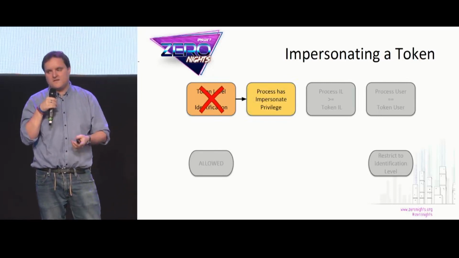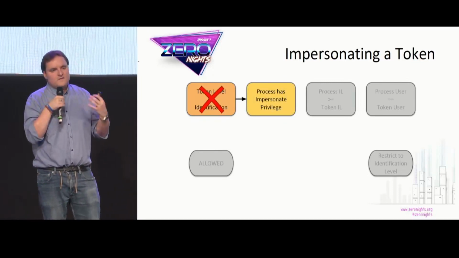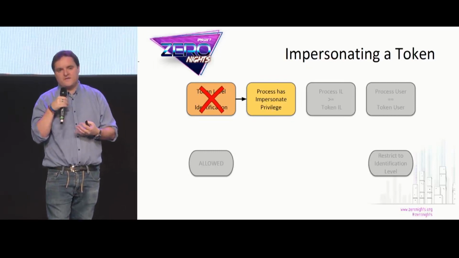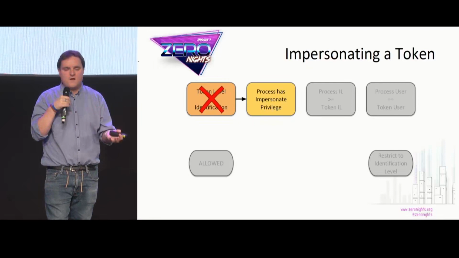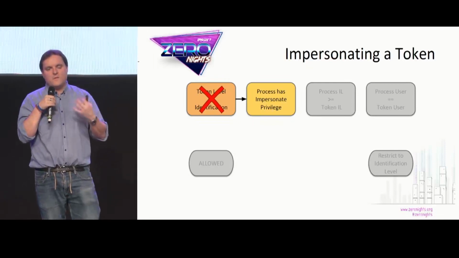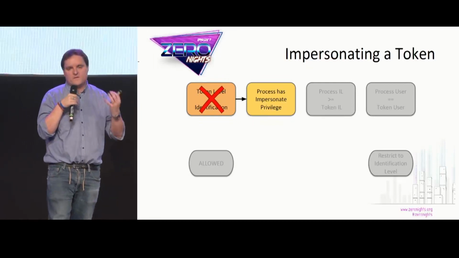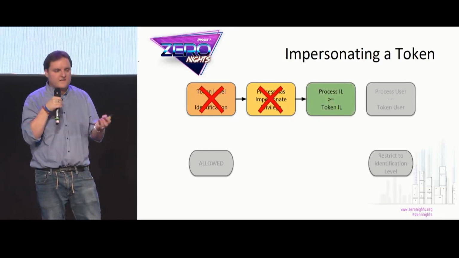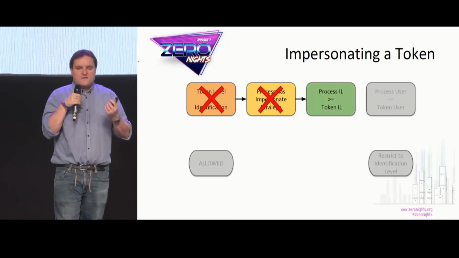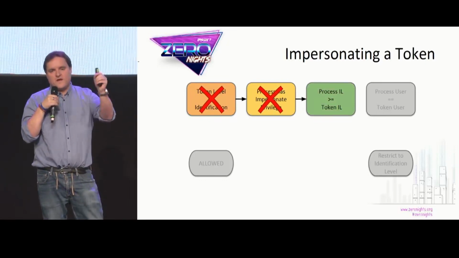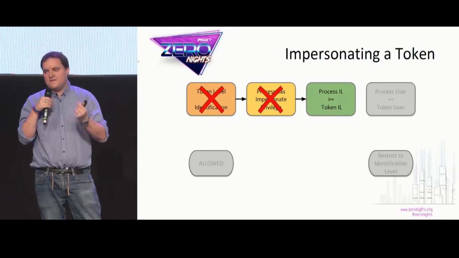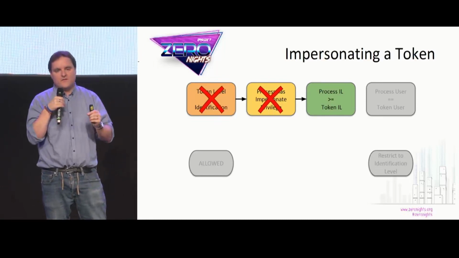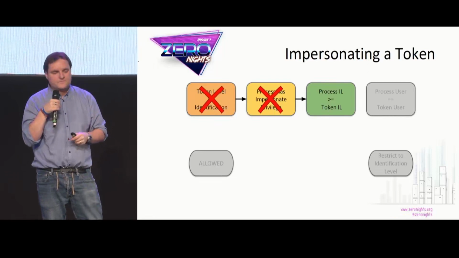So the process continues. The next one, does the current process have impersonate privilege? And this is one of those special privileges in the token. Again, no, we're a low privilege user. We do not have impersonate privilege, which is a very high level security privilege. Okay, so that's gone. Is the integrity level, this low, medium, high, is the integrity level of the process token greater or equal to the integrity level of the token we're trying to impersonate?